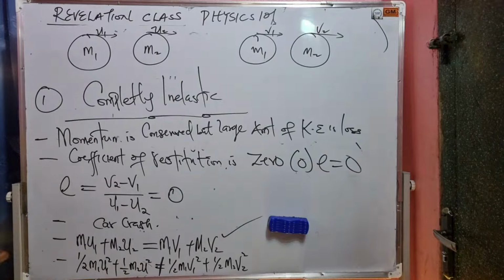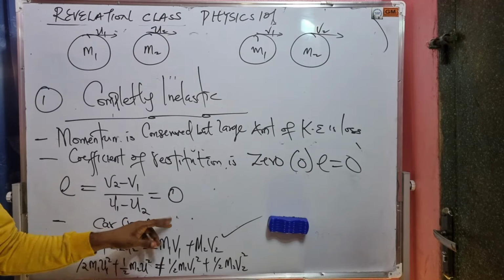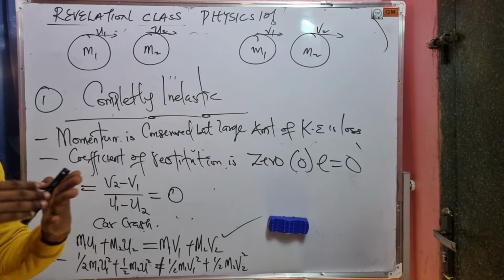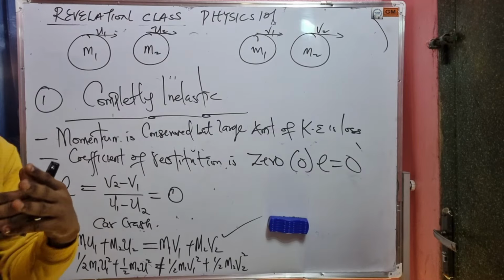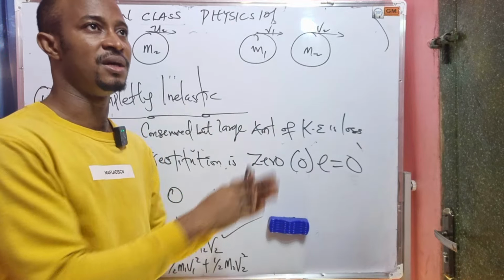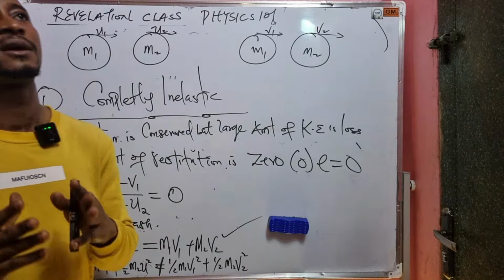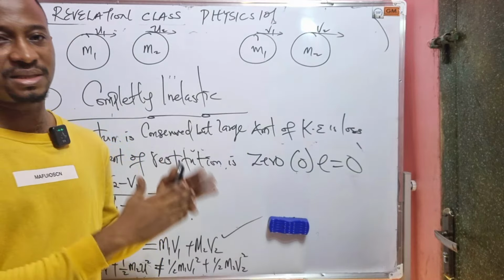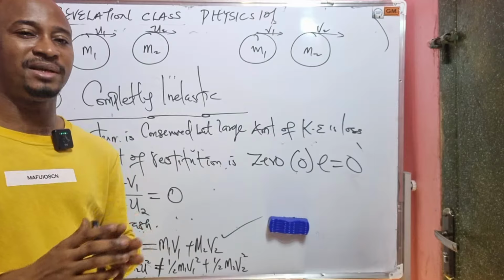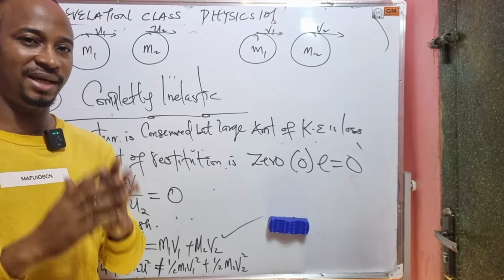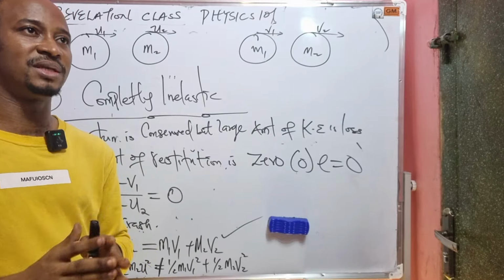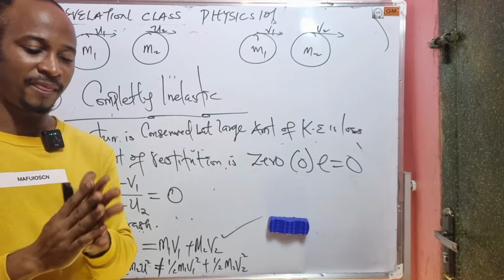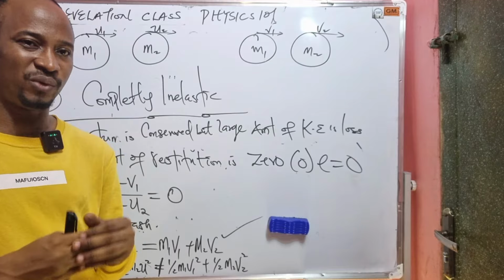If the value of E is 0, that means when the bodies collide, they both stick together and move with a common velocity. When you see an equation like "calculate the common velocity during collision," that means the collision is completely inelastic. The two bodies collide, stick together and move with a common velocity.